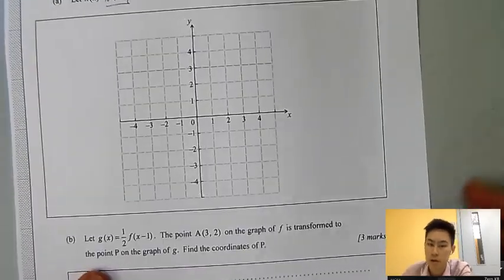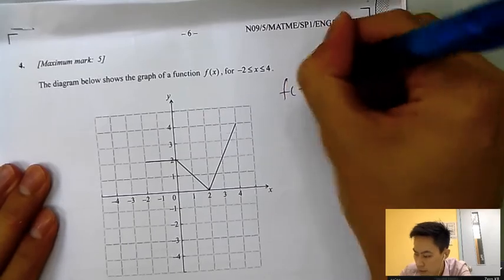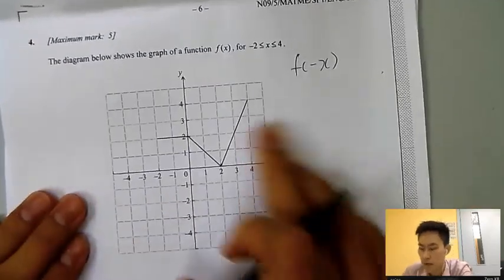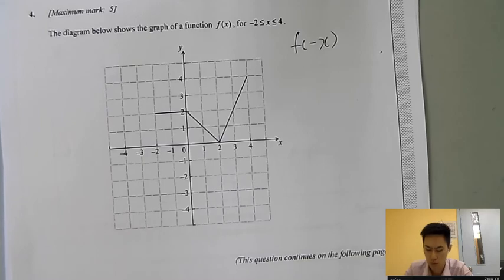So it asks you to sketch the graph. Very easy question. Draw f(-x) on this diagram. For this one, I'll give you 5 seconds. So 5, 4, 3, 2, 1.